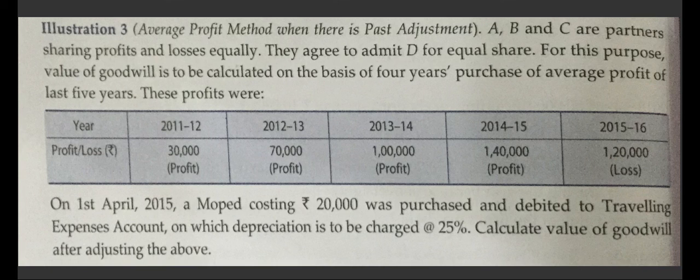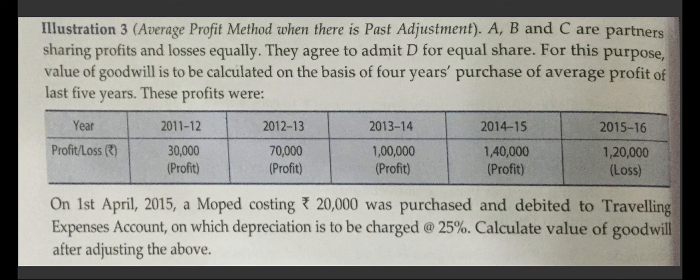It further reads, on 1st of April 2015, a moped costing 20,000 was purchased. Scooty, right? Moped, a scooty. A moped costing 20,000 was purchased and debited to travelling expenses account, on which depreciation is to be charged at the rate of 25%. Calculate value of goodwill after adjusting the above.